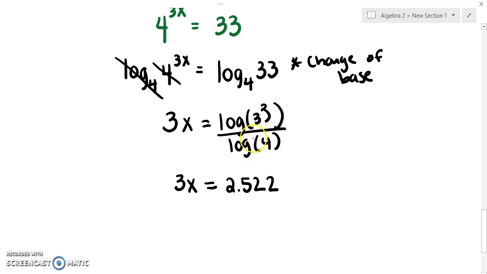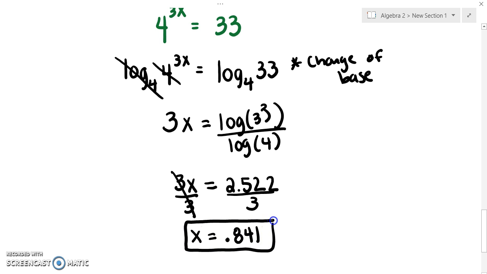Make sure you're practicing this calculator work with me because it's important that you can do it on your own. Unfortunately, on quiz and test days, we can't really show you how to do that. We try to have you practice it in class so you are confident in your skills on the day of the quizzes and tests. And then when you divide by 3, we end up getting 0.841, and that is our final answer.